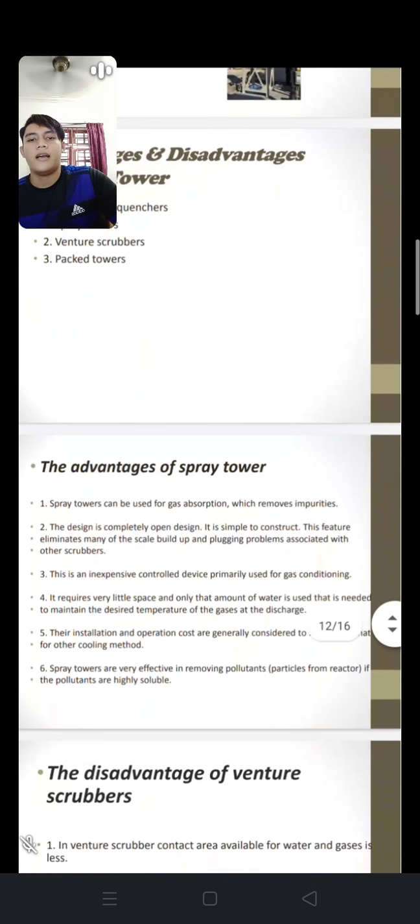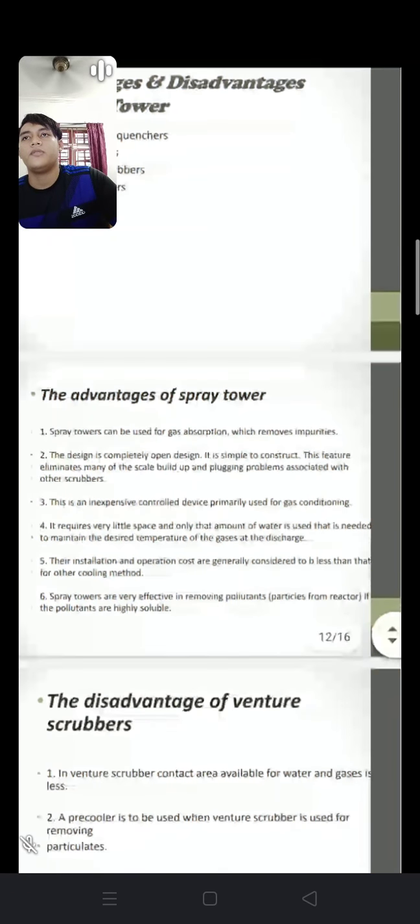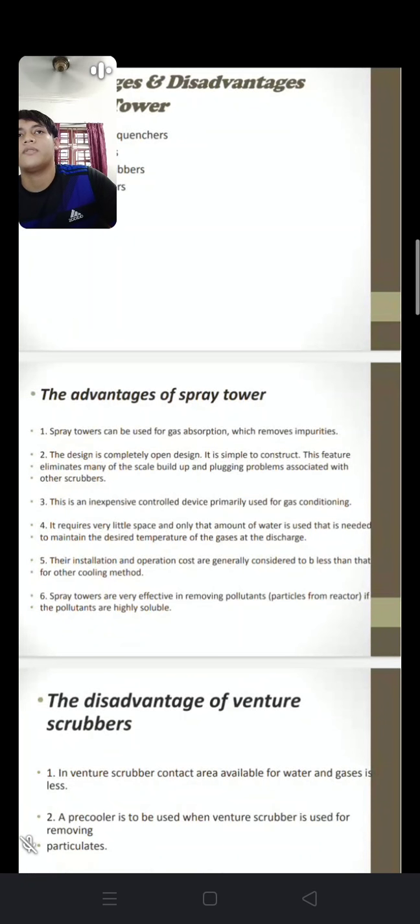Yang pertama adalah advantage terhadap spray tower. Spray tower can be used for a gas absorber which remove impurities. The design is completely open design. It is simple to construct. Its feature eliminate many of the scaling and plugging problem associated with the scrubber. It is an inexpensive control device primarily used for conditioning.